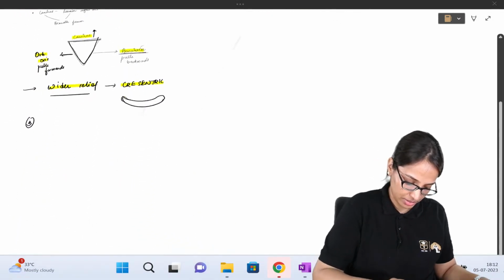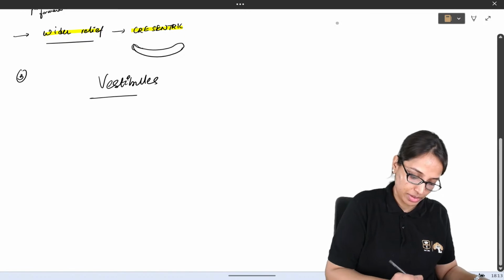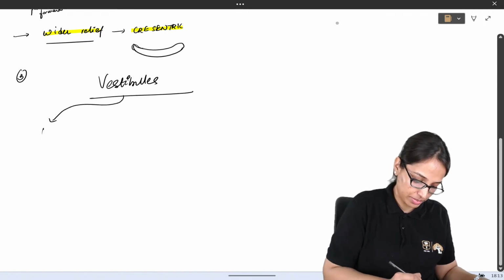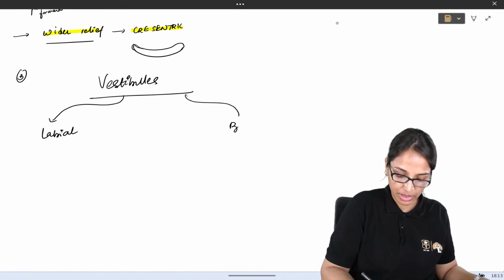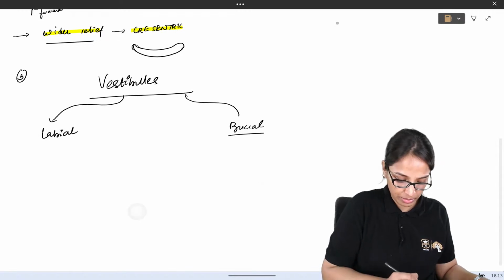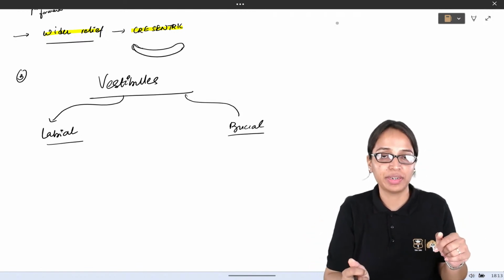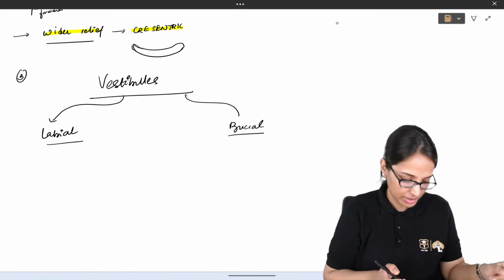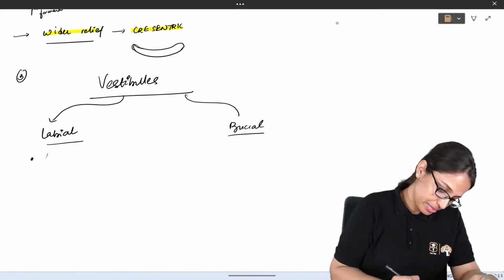Now let's start discussing our vestibules. So if we see our vestibules, you have your labial vestibule, you have your buccal vestibule. So the one present on either side of labial frenum till the buccal frenum, that is called as your labial vestibule. Mainly it is affected by what?